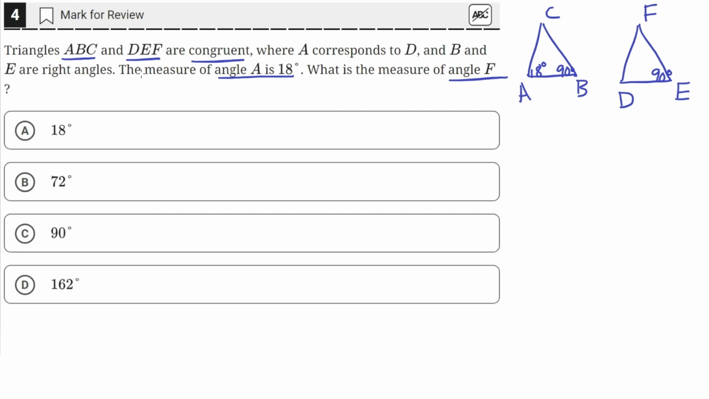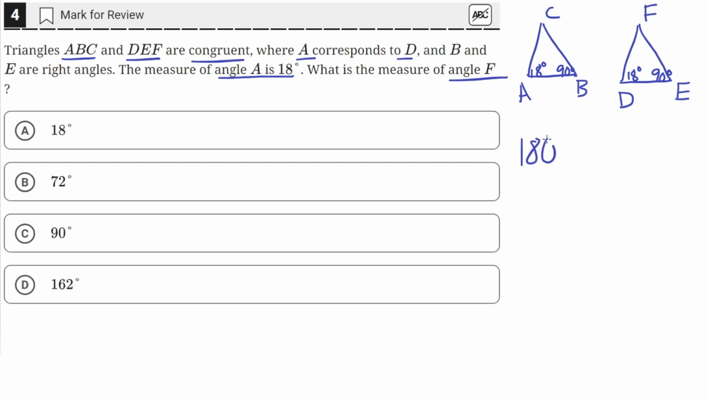And since we know that these two triangles are congruent, that means all the sides and all the angles are the same. So if angle A is 18 degrees and angle A corresponds to angle D, then D is also 18 degrees. And to find the angle of F, we just need to remember that all the angles in a triangle add up to 180 degrees.